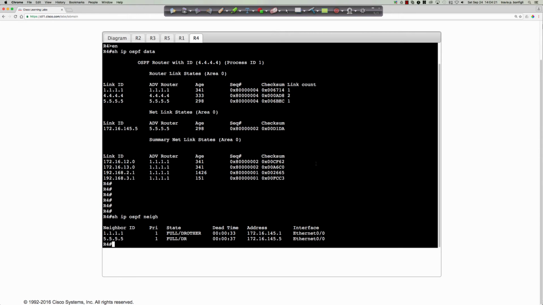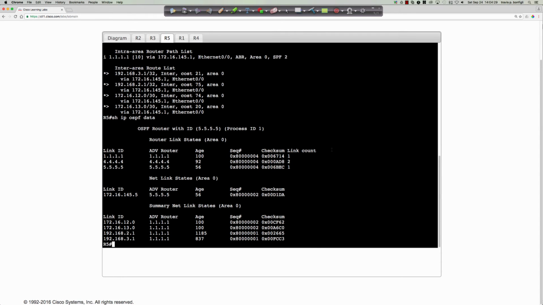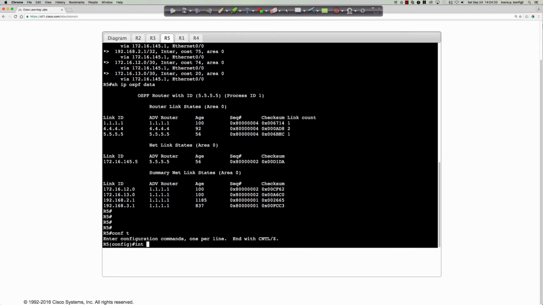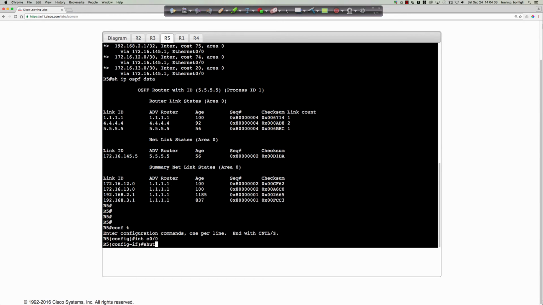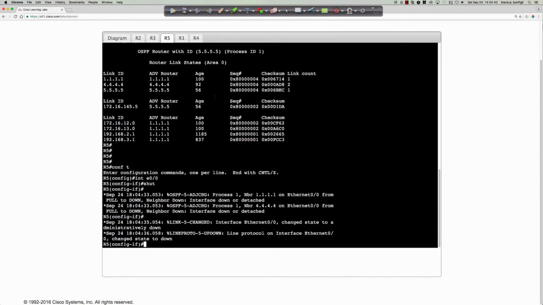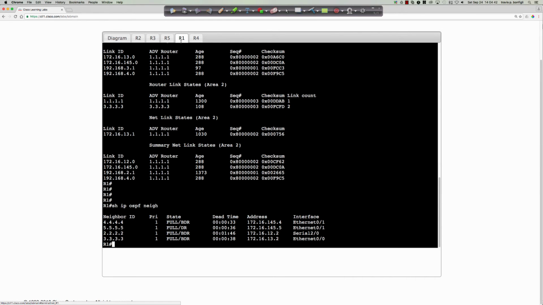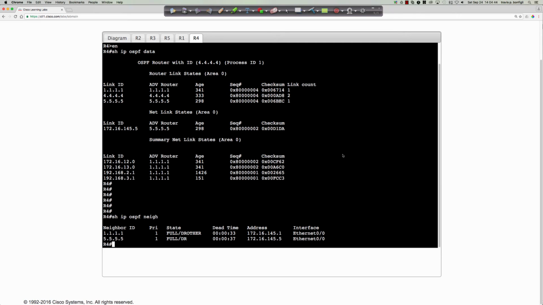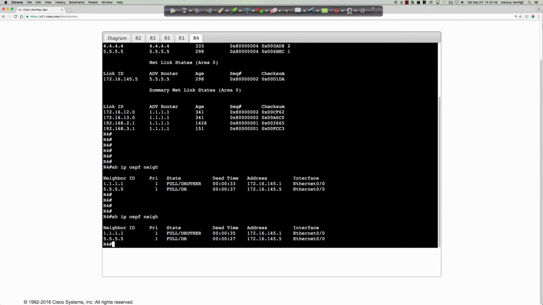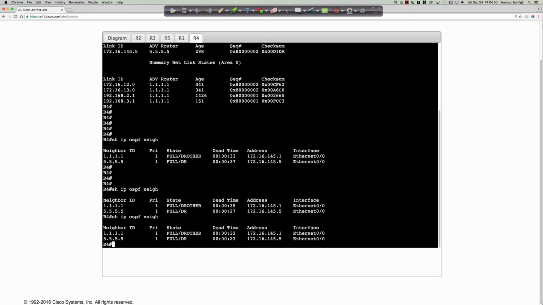Okay, so let's do this. They're asking for, on router 5, to shut down Ethernet 0/0. And remember, router 5 right now is our designated router. So we're going to get into global config here, interface Ethernet 0/0, and we're going to say shut. What this is going to do is, for router 1 and router 4, we're going to have an election as to who's going to be the new DR.